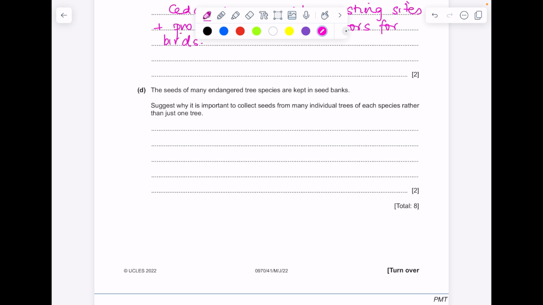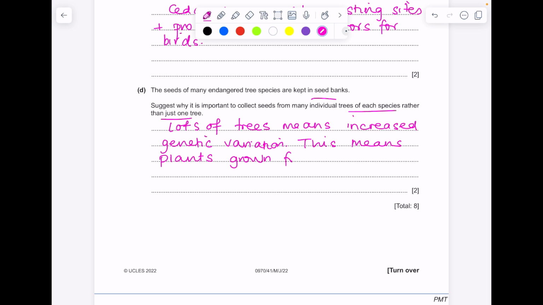The seeds of many endangered tree species are kept in seed banks. Suggest why it's important to collect seeds from many individual trees of each species rather than just one tree. That's all to do with genetic variation. So lots of trees, and that's important from a sexual reproduction point of view because it means that those genes will be more varied and therefore there'll be some individual trees which are better adapted should the environment change. So this means plants grown from these seeds are less susceptible to disease.